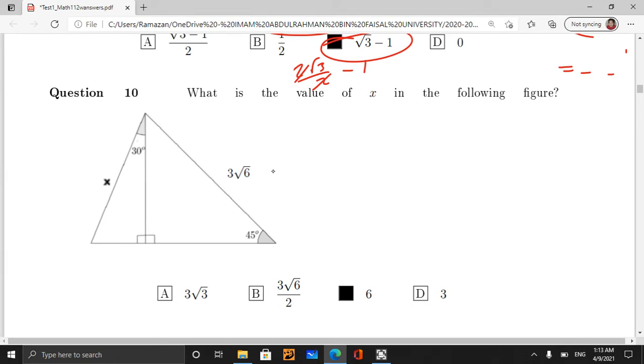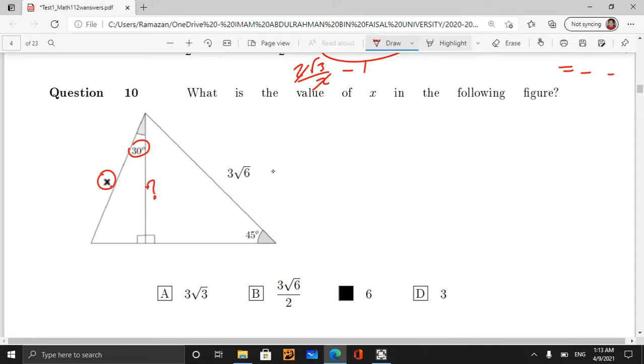Now let's look at this problem here. We want to find x. We are given 30. We can use sine 30 or cosine 30 here by using these two sides. But the problem here is we don't know this one. Let's try to find it. So let's say this one is A.